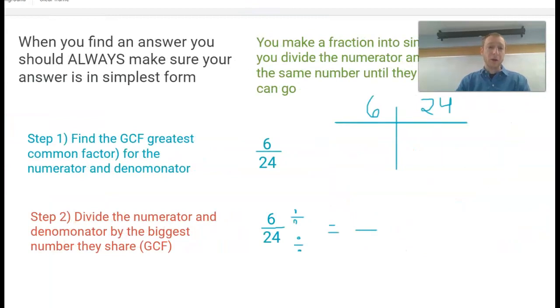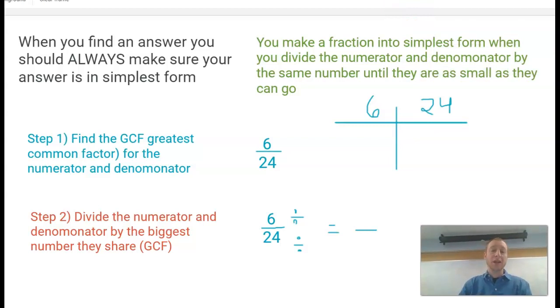Last one. Now, remember, when we find our answer, we always need to put it in simplest form. Okay, and this is where we get confused because a lot of people are confusing simplest form with equivalent fractions. How do we put an answer into simplest form? Well, step one is we're going to find the GCF. Remember, this is the greatest common factor. So how do we simplify 6 over 24? Okay, we make a fraction into simplest form when we divide the numerator and the denominator by the same number until they're as small as they go. So in this case, we're just looking at the numerator 6 and the denominator 24.